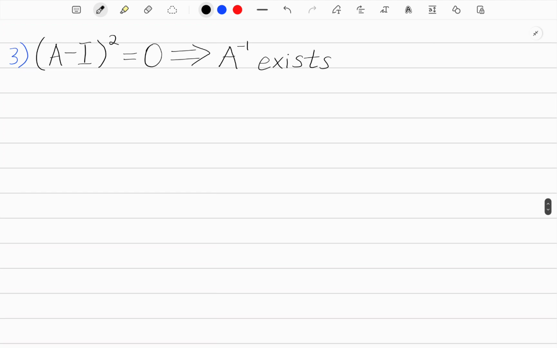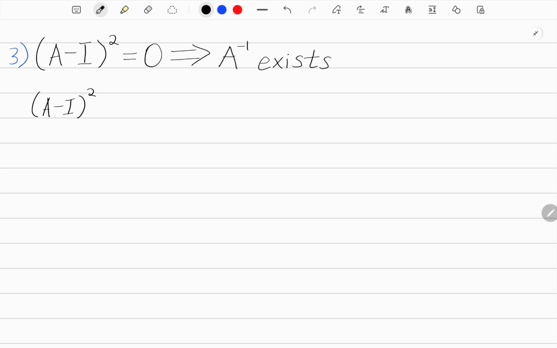So the last question: we have the square matrix A minus I, the identity. Let's say they're both dimension n. A minus I, the whole thing squared, equals the 0 matrix. Given that, show that A inverse exists, and I should probably add that you can write A inverse explicitly. So what can we do here? We have this antecedent.